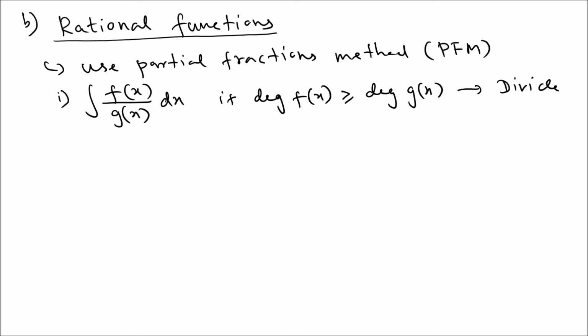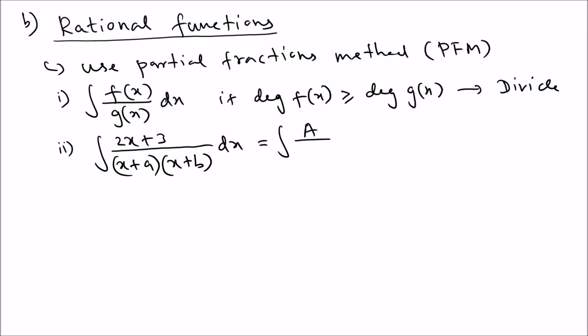Then let's talk about other types with a special example. Let's say you have 2x plus 3 over x plus a and x plus b, and they are different. If you get a problem like that, we can write the partial fraction for that one. Since the two terms are different, it's going to be a constant divided by x plus a plus another constant divided by x plus b. That's going to be the form. The goal is to find a and b, and then integrate term by term.